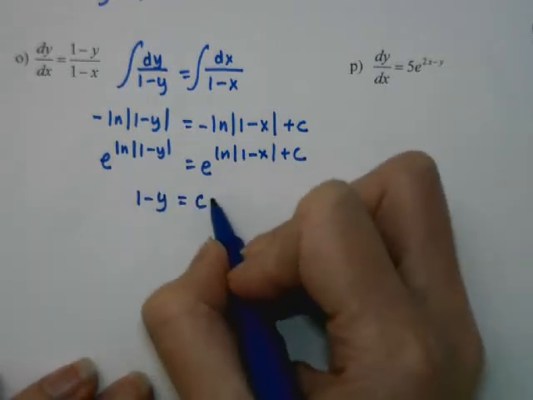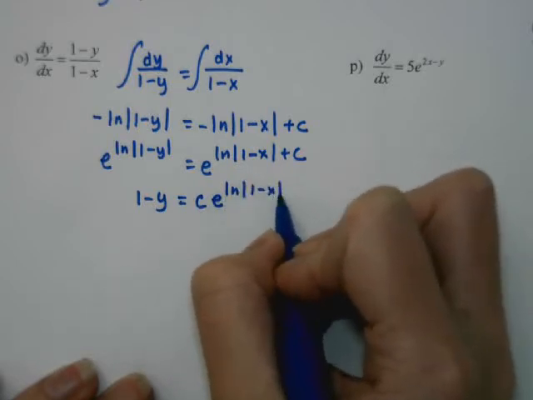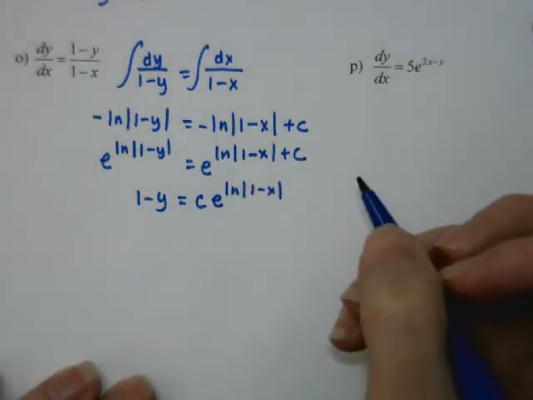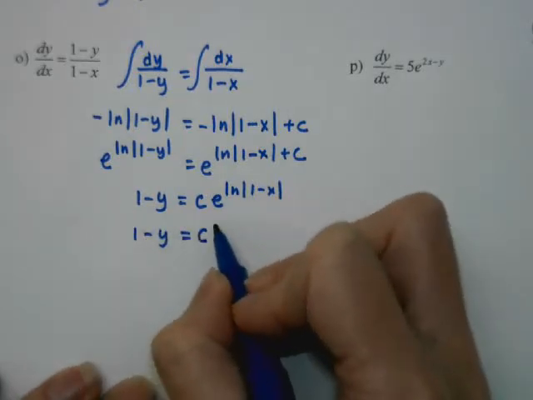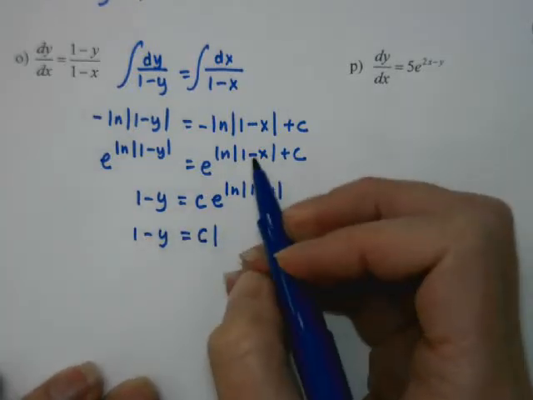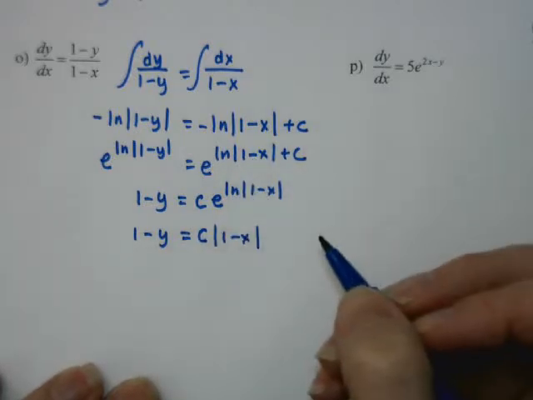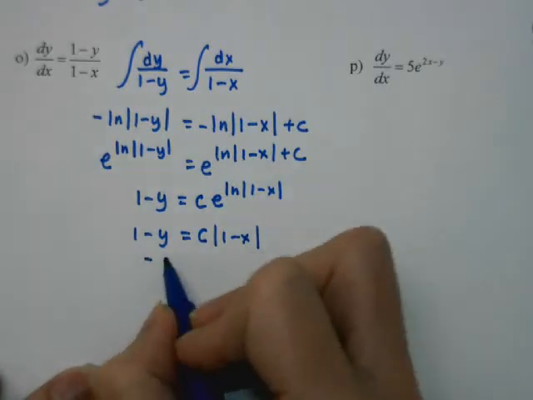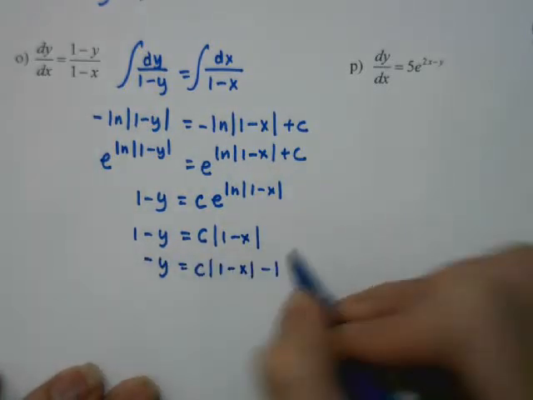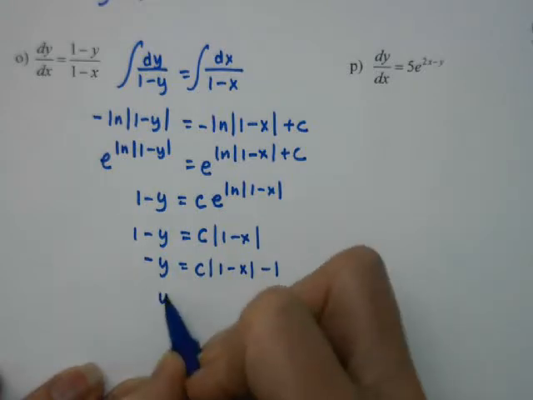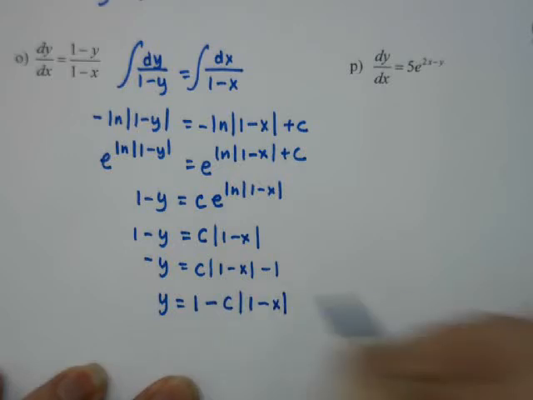So 1 minus y is going to equal c e to the natural log 1 minus x. So 1 minus y is just going to equal c times 1 minus x. So I'm going to subtract 1. And then multiply by negative 1. So I have y equals 1 minus c times 1 minus x.